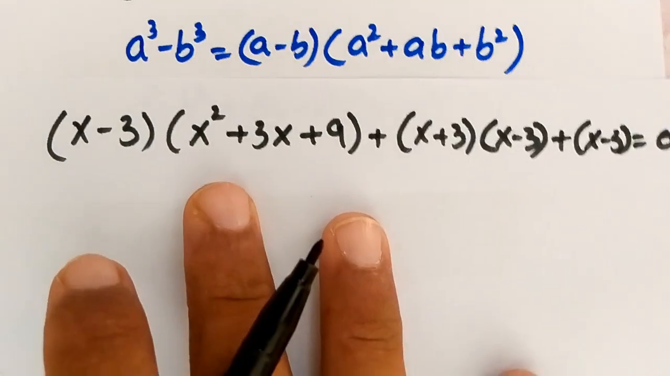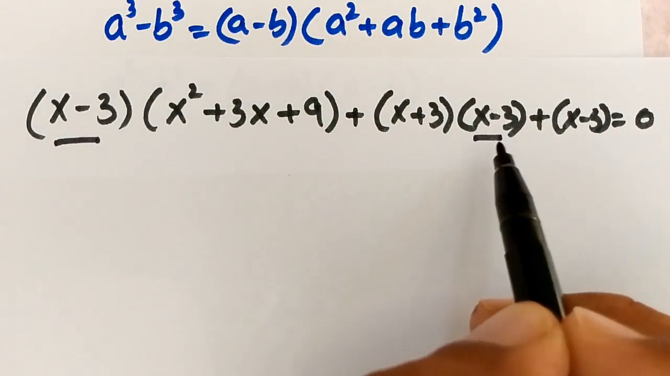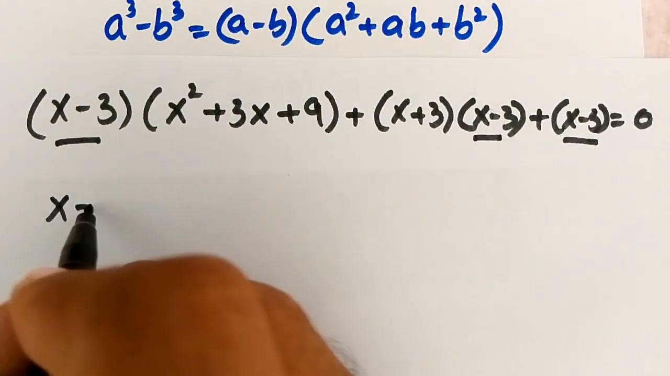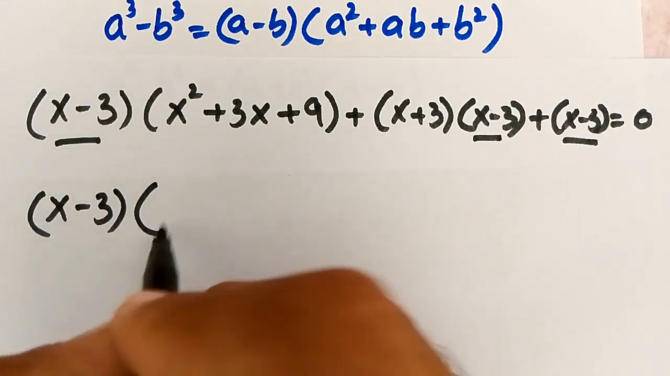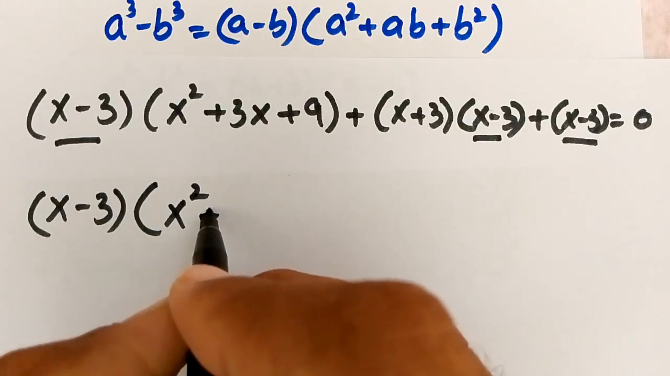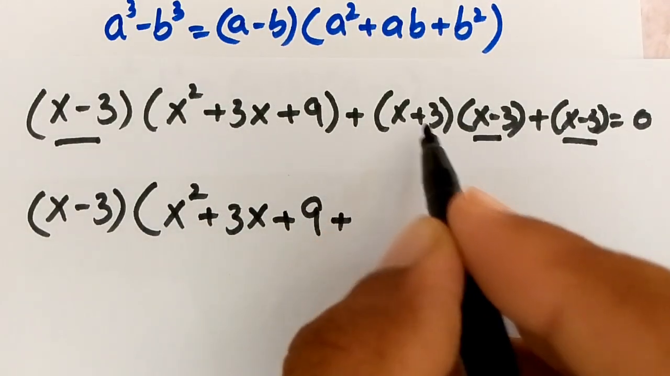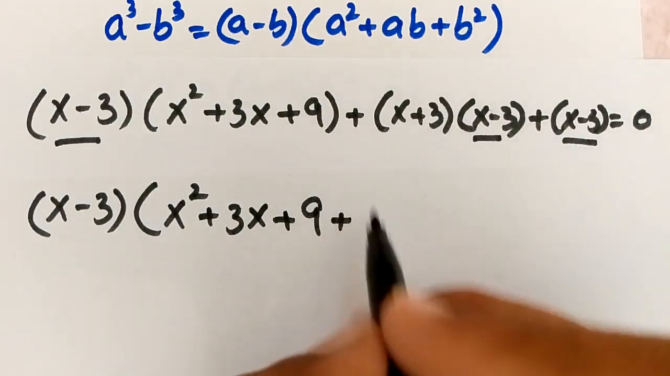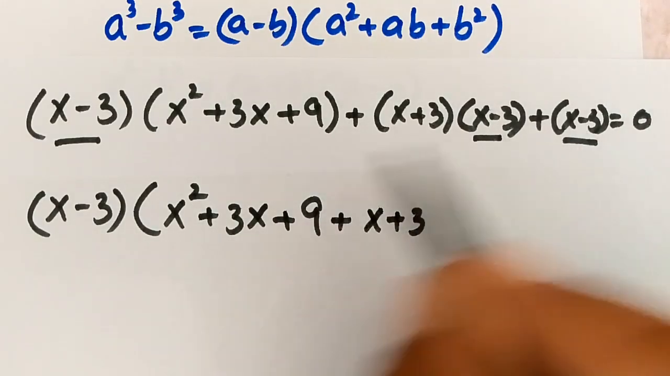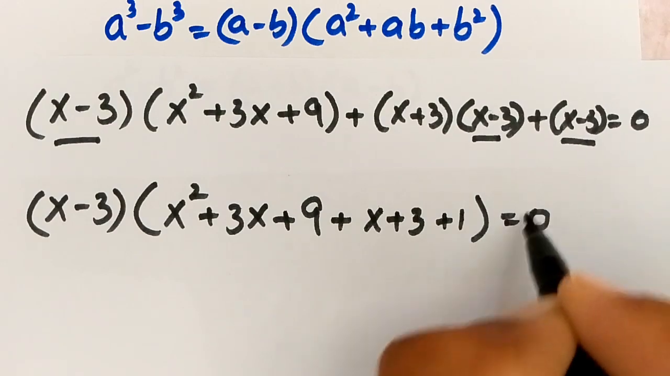Now, x minus 3 and x minus 3 are common. So we have to take x minus 3 common. So here this divided by x minus 3 is equal to x square plus 3x plus 9, and plus x plus 3 left, and this divided by this, 1 left, which is equal to 0.